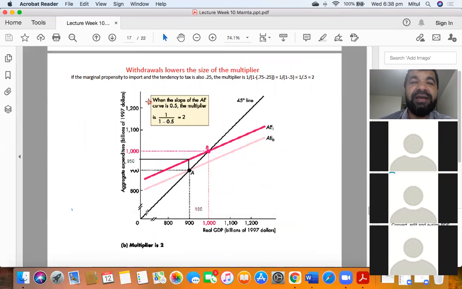Withdrawal lowers the size of the multiplier. This is if the marginal propensity to import and the tendency to tax is 0.25. Okay. Tendency to tax, which means the tax rate is 25%. The multiplier will be 2 times. So tax will be reducing these things. Okay. Tax will be reducing these things.